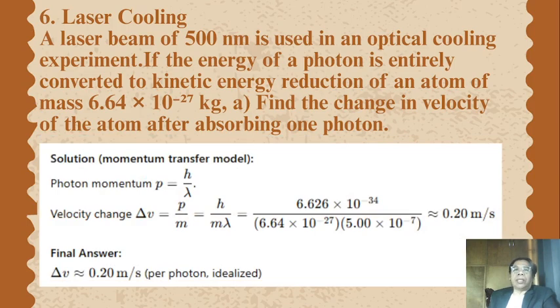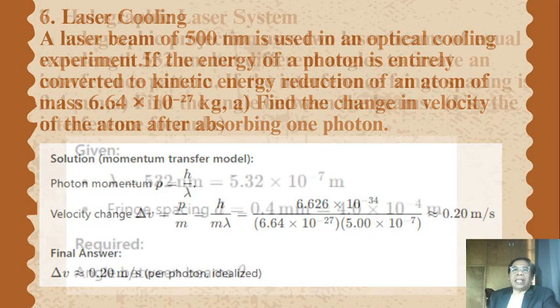So, solution, the momentum formula, P equals h over lambda. And the change in velocity equals P over m. We know that P equals h over lambda. That's why the formula for the change in velocity is h over m lambda. Substitute now all the given data. Approximately, the change in velocity is 0.2 meter per second per photon as idealized.